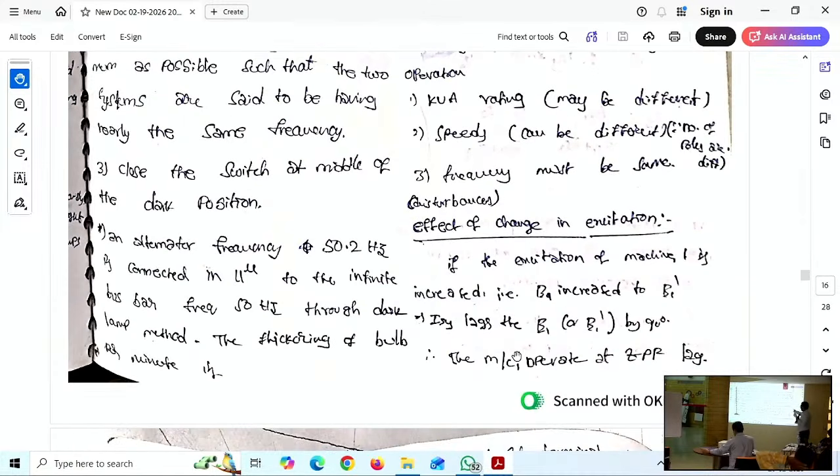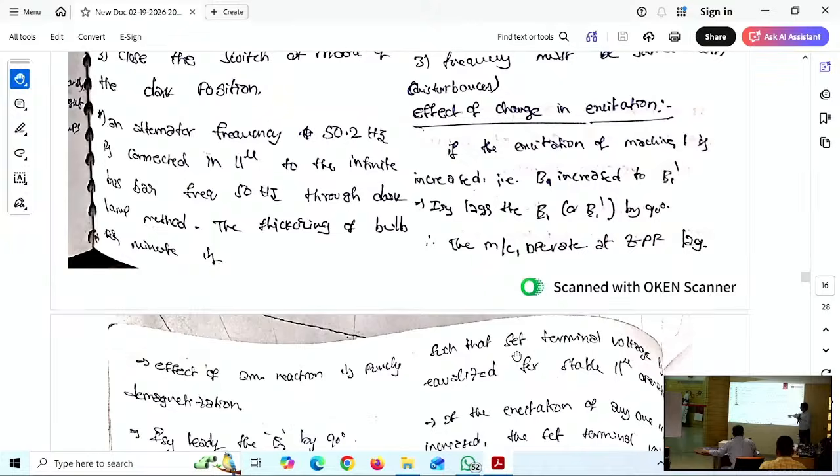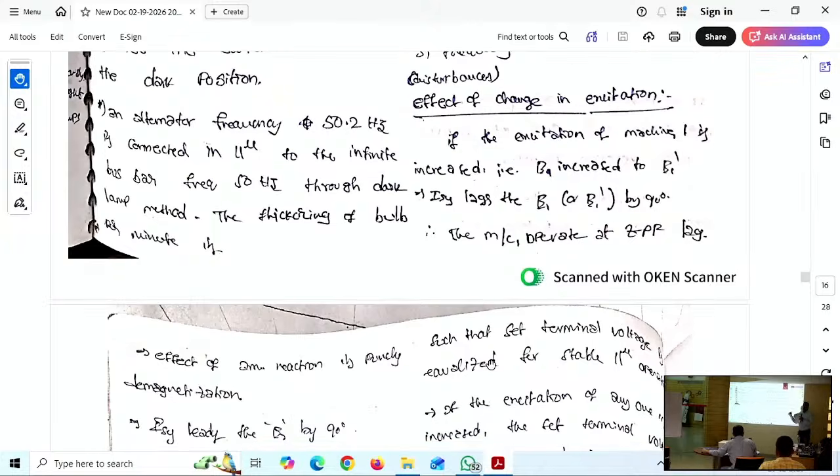So, if the excitation of machine 1 is increased, E1 is increased to E1 dash, and current starts flowing. Now, how does this current behave in phasor relationship with E1? At no load, we consider ZS as purely inductive, meaning reactance only. So, consider ZPF inductive load: the current caused by this inductive reactance lags behind E1 by 90 degrees. After understanding this statement, we can draw the phasor diagram. The machine 1 will operate at ZPF lagging.